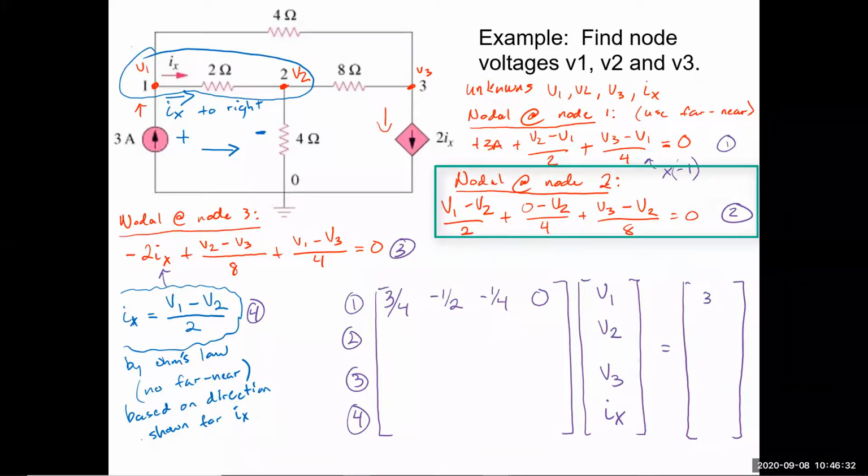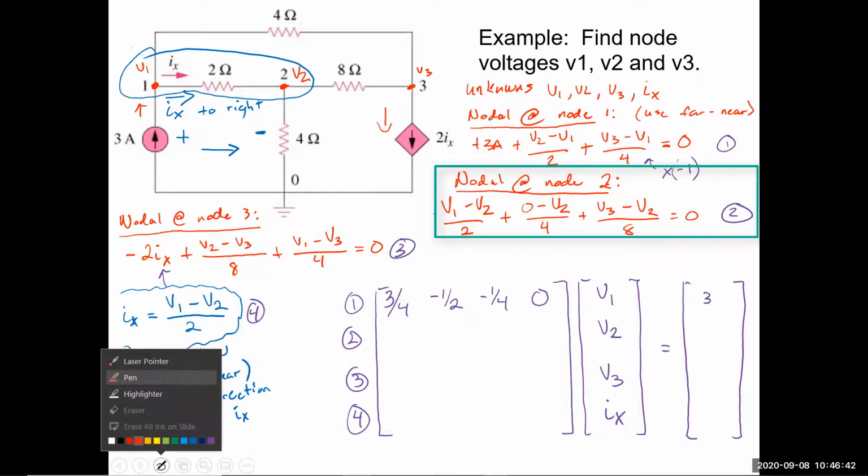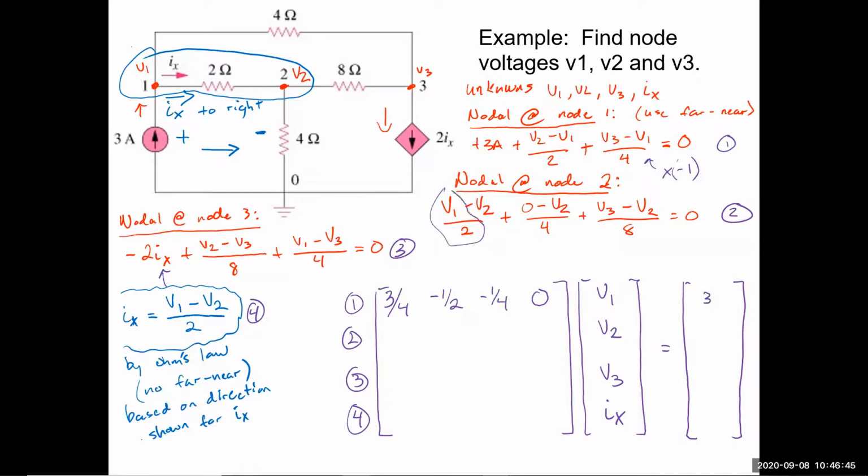Okay, so equation 2, let's look at the V1 terms. For V1, we're just going to leave this one positive. Here's a V1 over 2. So we're getting a 1/2 V1. Let's do the V2 terms. We've got a -1/2, a -1/4, and a -1/8. That's going to be 7/8 total, so that's a -7/8.